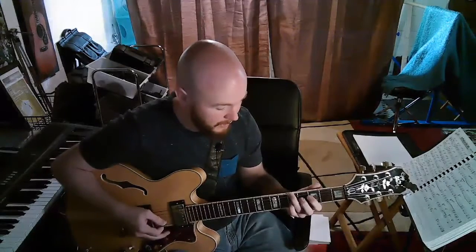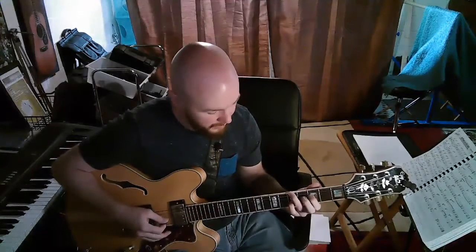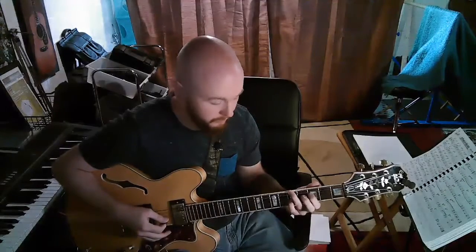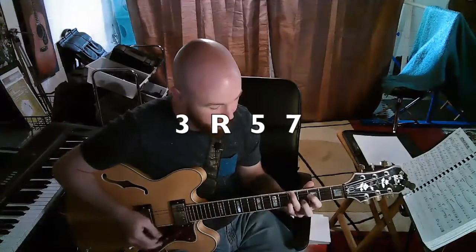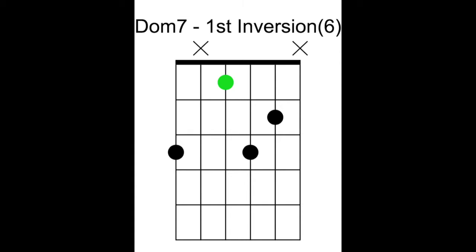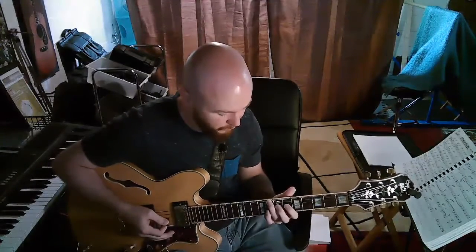So now we have A here. We have our F at the 3rd fret of our D string. We have our C, which is our 5th, at the 5th fret of the G string, and we have our E flat at the 4th fret of our B string. Okay, so now we've got root position, we've got 1st inversion, and now we're going to move on to 2nd inversion.